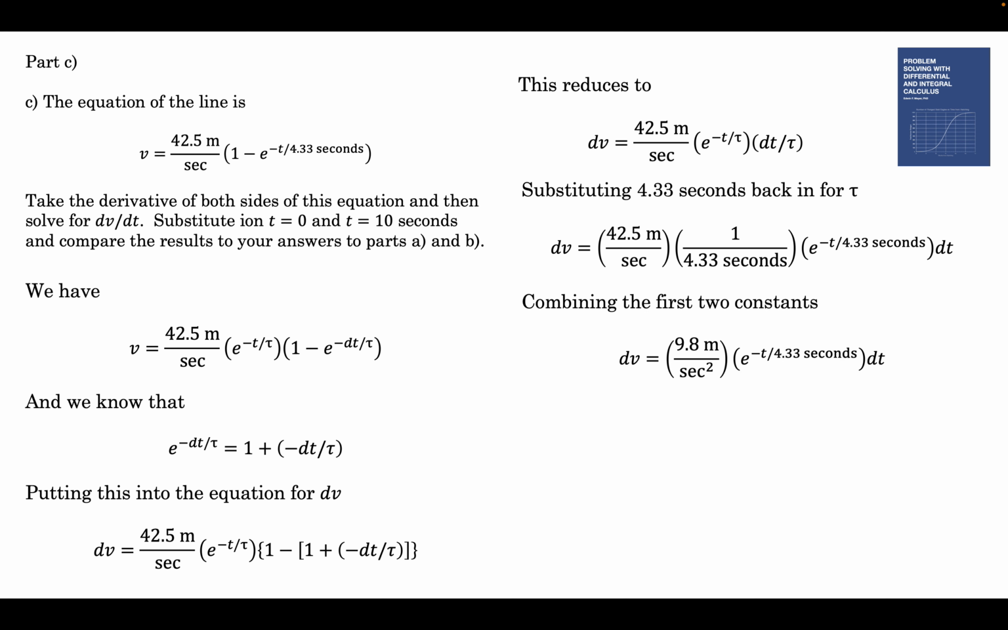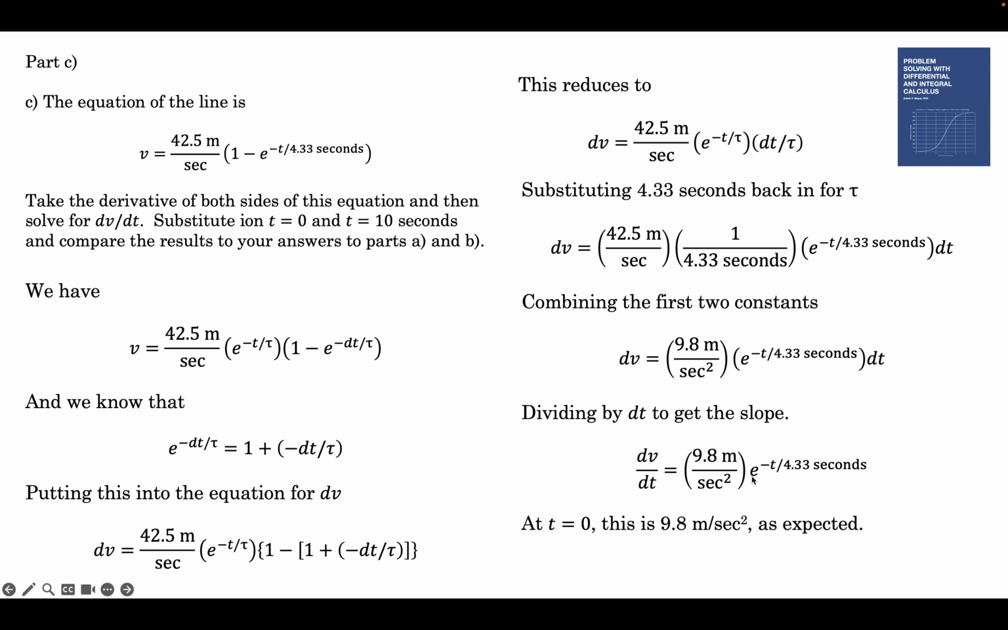Combine the first two constants: 42.5 meters per second divided by 4.33 seconds. That's an acceleration, and it turned out to be 9.8 meters per second squared. There is our slope at any t. Plug in t right here. When t equals 0, e to the 0 is 1. So at time equals 0, you get 9.8 meters per second squared, which is what we expected, the acceleration due to gravity, as soon as the ball is released.